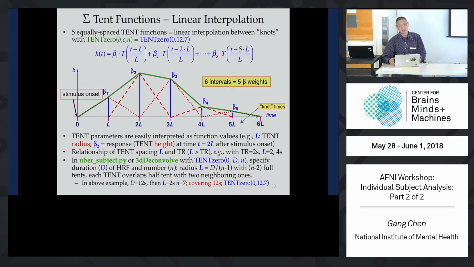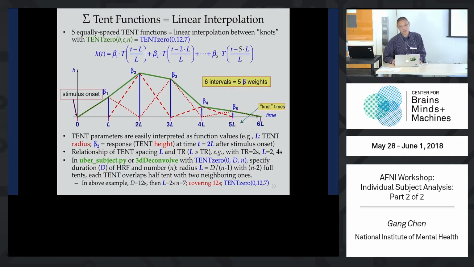In the end, at each location, we get the beta values. Those 5 betas, plus the beginning and the end, which are held at 0, give us the overall hemodynamic response. In addition, we also have the hemodynamic response magnitude, which in this case we can pretty much approximate with the maximum value among those 5 betas. So that's the basic idea. It's pretty straightforward and intuitive.